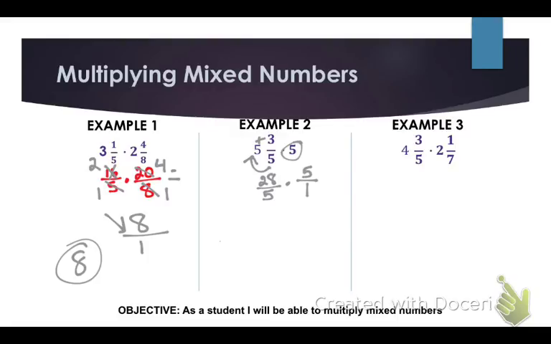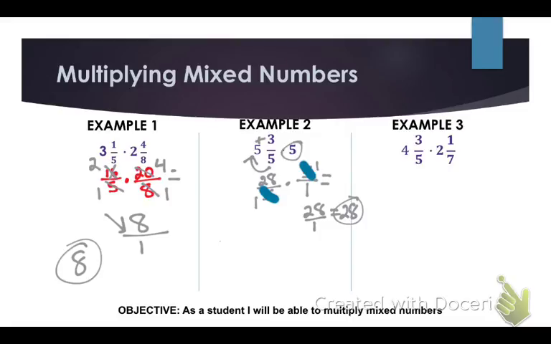We're going to pre-simplify if we can, which we definitely can. 5 and 5. What goes into both 5 and 5? Well, 5 does. 5 goes into 5 1 time. 5 goes into 5 1 time. Go ahead and multiply across because there's nothing else we can pre-simplify. I know that because everything is a 1. We're going to get 28 over 1, which if you divide that, gives you 28. And that's your answer.